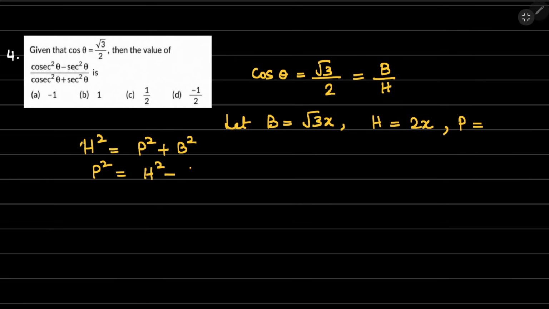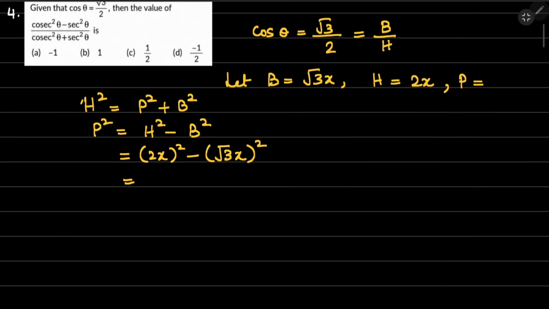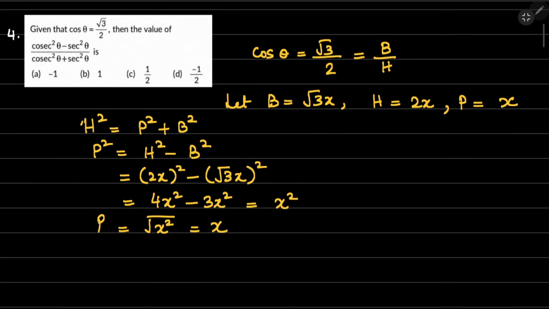It is h square minus base square. H square is nothing but 2x the whole square, minus, what is your base? Root 3x the whole square. So this is equal to 4x square minus root 3 the whole square, which is 3x square. So this is just x square. So what will be the perpendicular? Plus or minus root of x square, which is just x. So perpendicular is x. Now let us find out what is our cosecant theta.